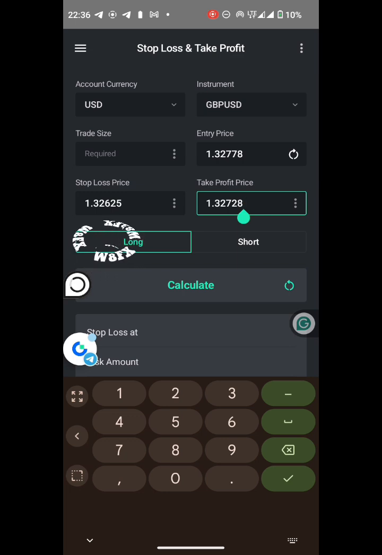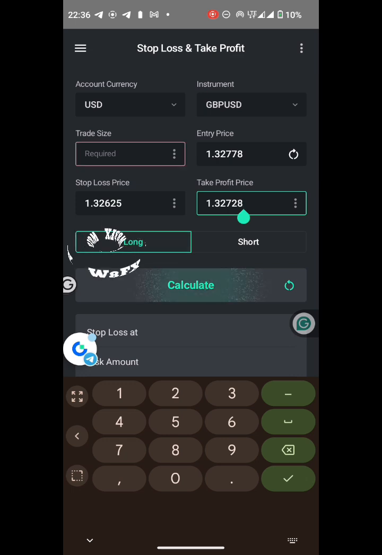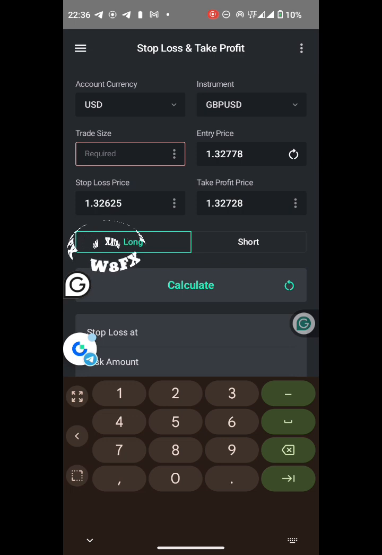Now we want to buy. If you want to buy, we have to click on long. If we want to sell, we have to click on short. So this time we want to buy, click on long and calculate. The trade size we don't know here. We have to play around with these numbers to get what we are looking for. So let me use a 0.10 lot size. Calculate.